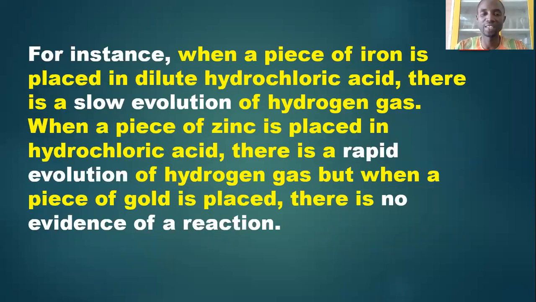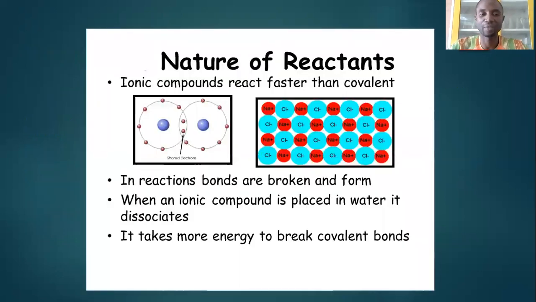Now, let me show you this. Nature of reactants now, as I said before, covalent compounds do not break easily. It takes more energy to break the bond, but ionic compounds break easily. As we can see in the structure, ionic compound reacts faster than covalent compounds. In reaction, bonds are broken and formed, but ionic compounds, when placed in water, dissociate; they break faster than the covalent compounds. So that is it.